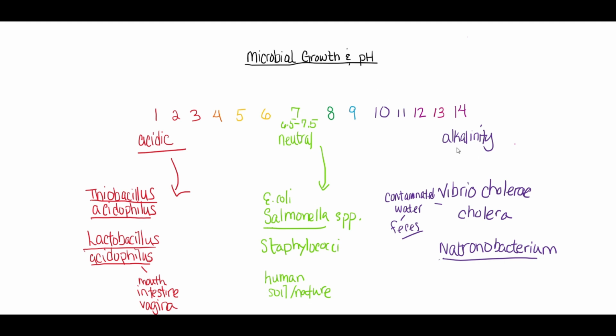Lastly, we have alkalinity, which is in the 12, 13, 14 pH scale. We have Vibrio cholerae, which is a bacterium that can cause cholera. And you can get cholera from contaminated water where feces are in the water. Then we have Natronobacterium, another example here. And that's for alkalinity.